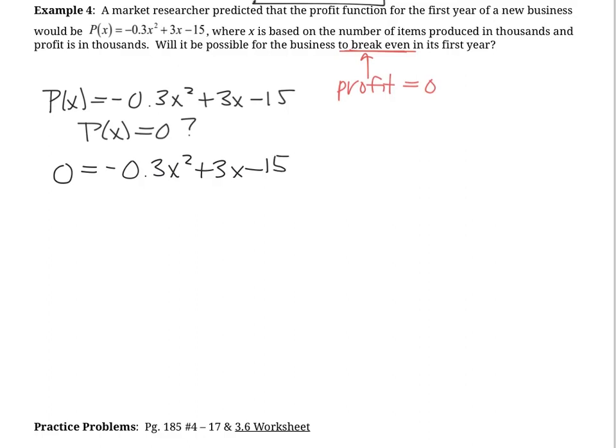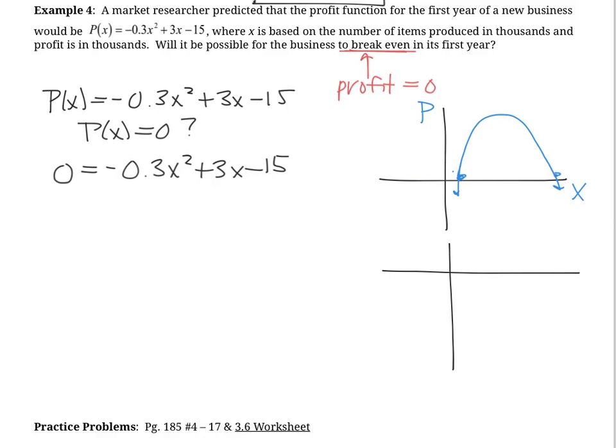Graphically, if it did have a solution, our profit function would maybe look something like this, where we have two x-intercepts here. This is our profit, and here's our number of items sold in thousands. So this company would break even, as we can see here, these would be the break-even points. Not only would it break even, but it would be very profitable. Another option, if it doesn't break even, would look something like this.